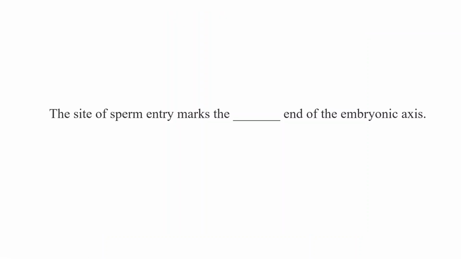Then the site of sperm entry marks the dash end of the embryonic axis. Which end of the embryonic axis is marked by the site of sperm entry? Easy one, not very difficult to answer, and there is not much explanation that has to be given in this question. Tell me. It should be easy peasy.